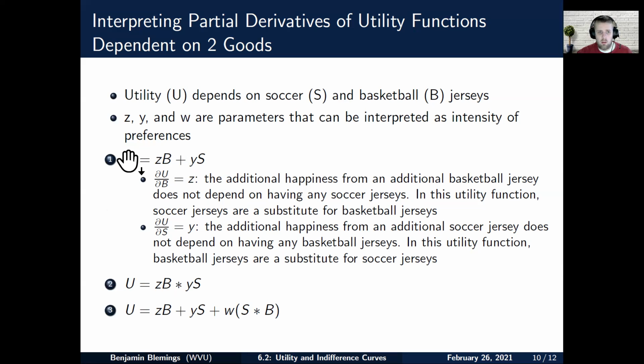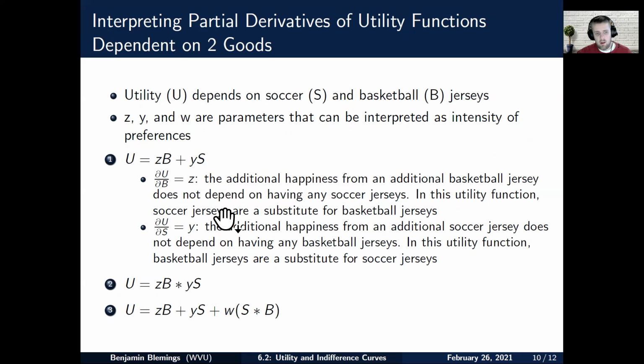We notice that the derivative of total utility with respect to basketball jerseys is just z, or the intensity of preferences. And we know that the additional happiness from having an additional basketball jersey does not depend at all on having any soccer jerseys, because this marginal utility does not have s in it or y in it at all. And so in this utility function, in one, basketball jerseys are a substitute for soccer jerseys. And likewise for soccer jerseys.